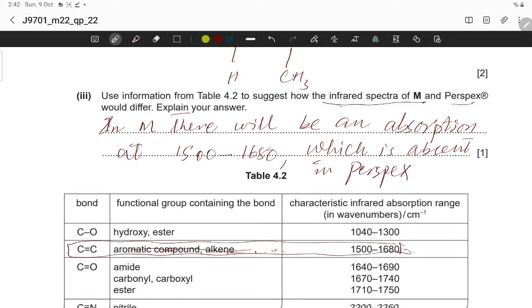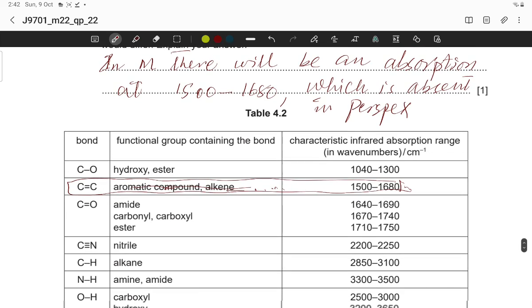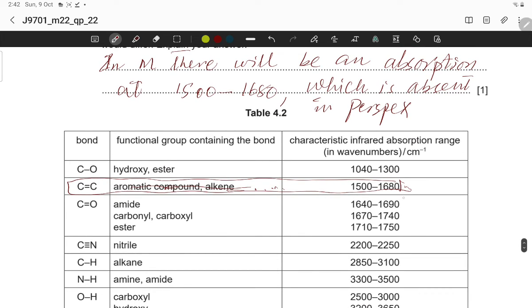And in Perspex C=O is present, so the carbonyl absorption is this.